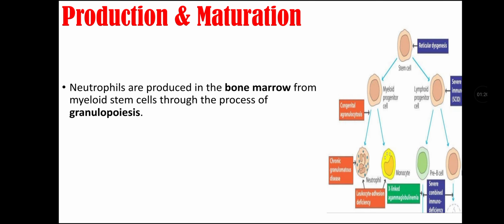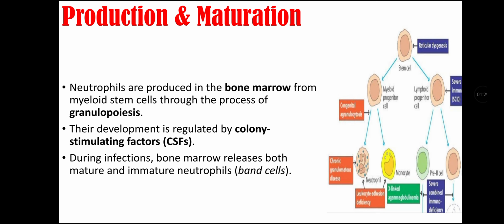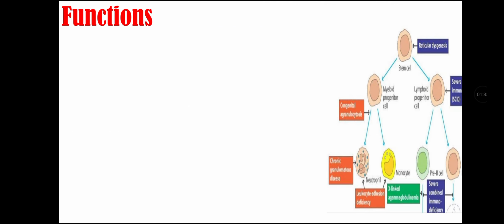Production and maturation of neutrophils. Neutrophils are produced in the bone marrow from myeloid stem cells through the process of granulopoiesis. Their development is regulated by colony stimulating factors. During infections, the bone marrow releases both mature and immature neutrophils, which are called band cells.